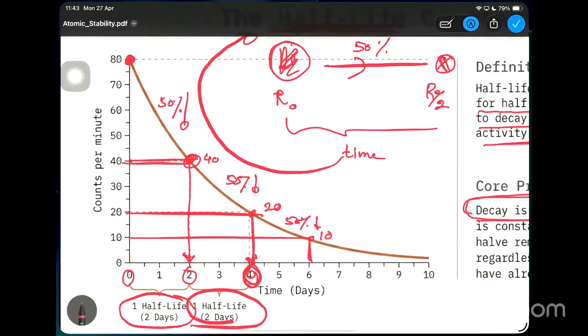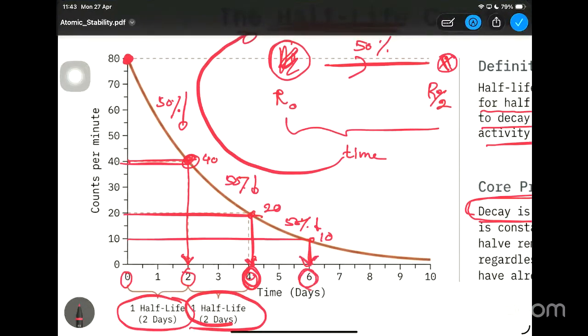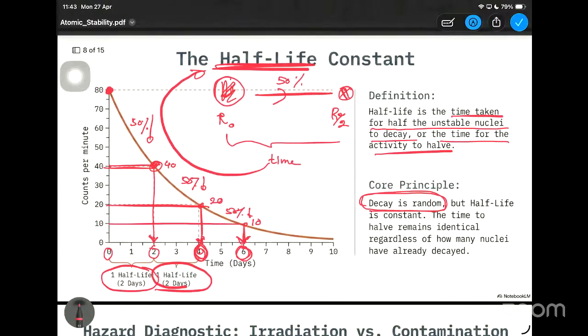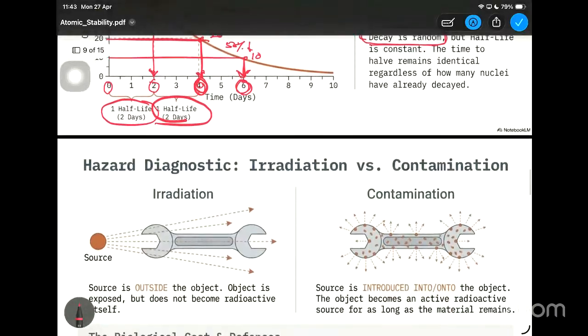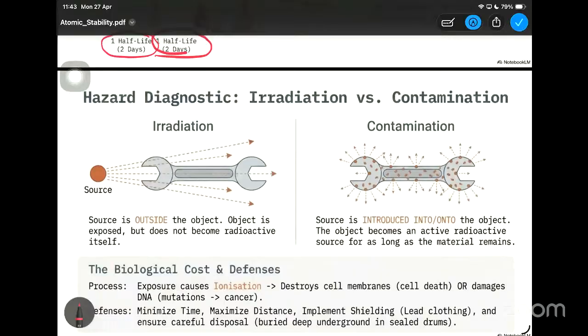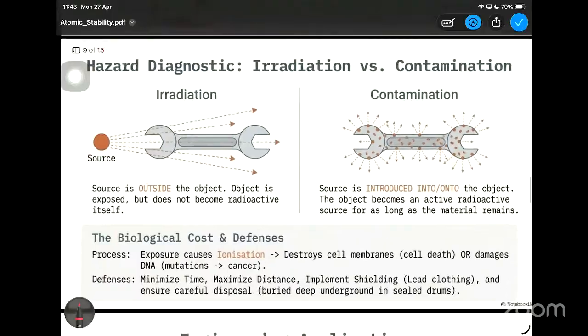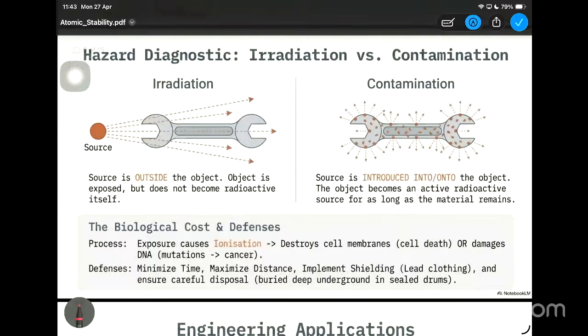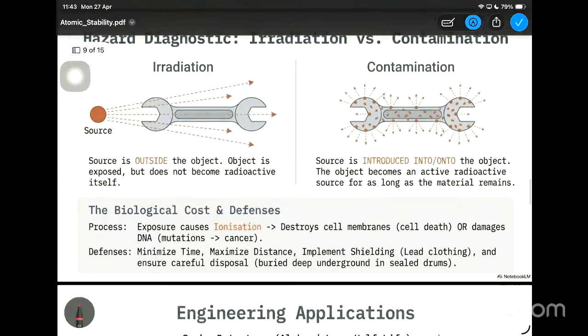So the consumed time would be 6 days. Likewise, you can analyze it, okay? Then the hazardous diagnostics, so irradiation and contamination, you can go through them. There were so many questions on contamination and irradiation and their meanings, so you can go through it.